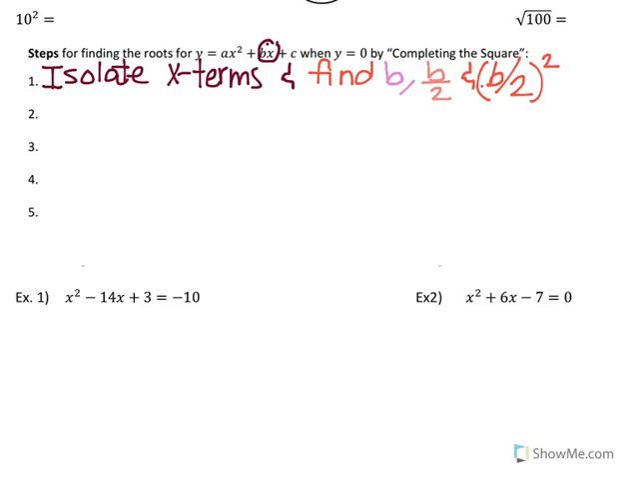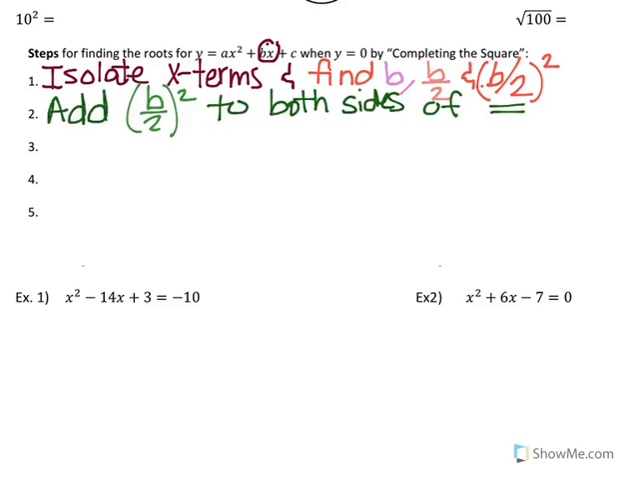And that squaring term is partly why we call this process completing the square. So on to step 2, and this will make more sense when we actually do a problem. Step 2 is that we're going to take that b over 2 squared term and add it to both sides of our equation. The reason we add it to both sides is that if we only add that number to one side, then the equation is no longer balanced and we've messed up the whole process. So we always add it to both sides.